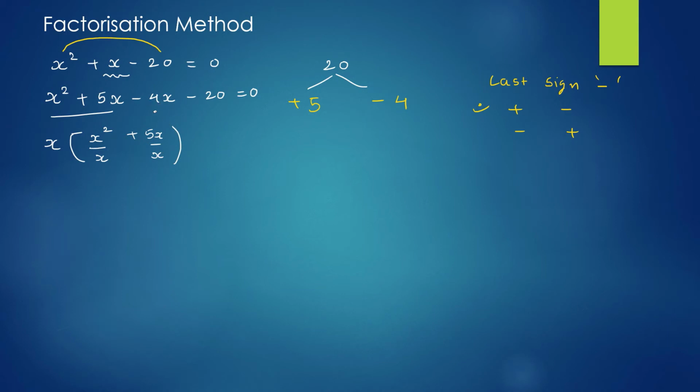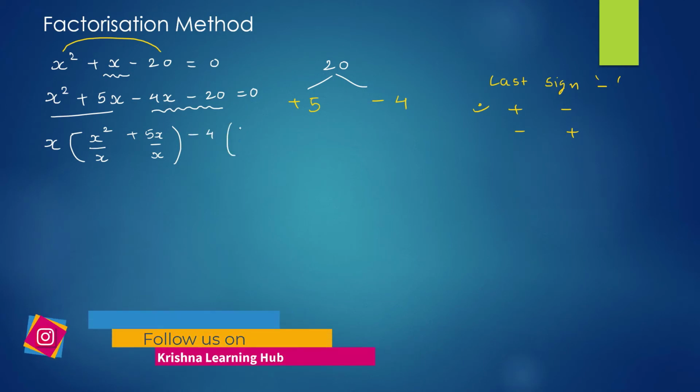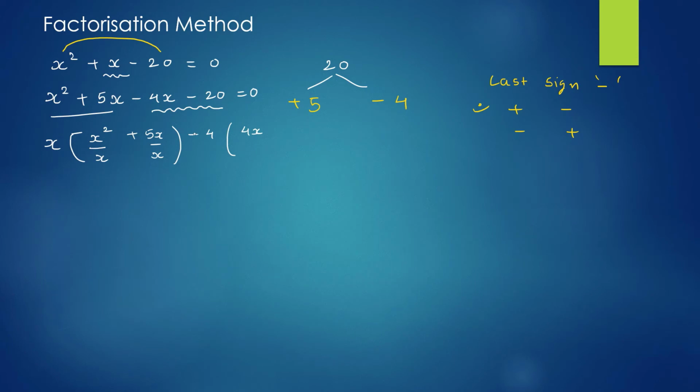Okay, now in the next 2 terms, 4 ones are 4 and 4 fives are 20. Again, common term is 4. So we will take minus 4. And again, I am explaining that again the term will be the 4x, and again the sign will be minus, minus plus 20, and divide each term by the 4. Okay, is equal to 0.